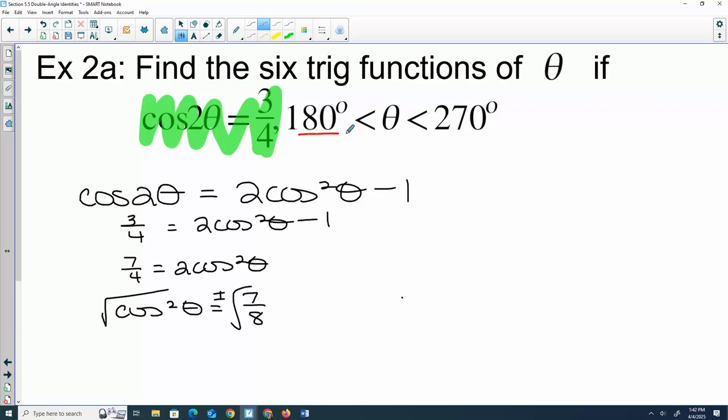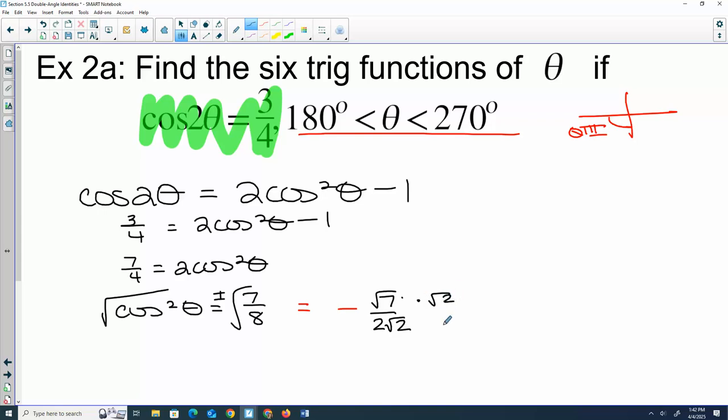I told you that the angle was between 180 and 270. 180 and 270, that's quadrant 3. And quadrant 3 is cosine positive or negative? Negative. I do the square root of 7. 8 would break into 2, radical 2. So if we get the radical off the bottom, we get negative radical 14 over 2 times 2 is 4.